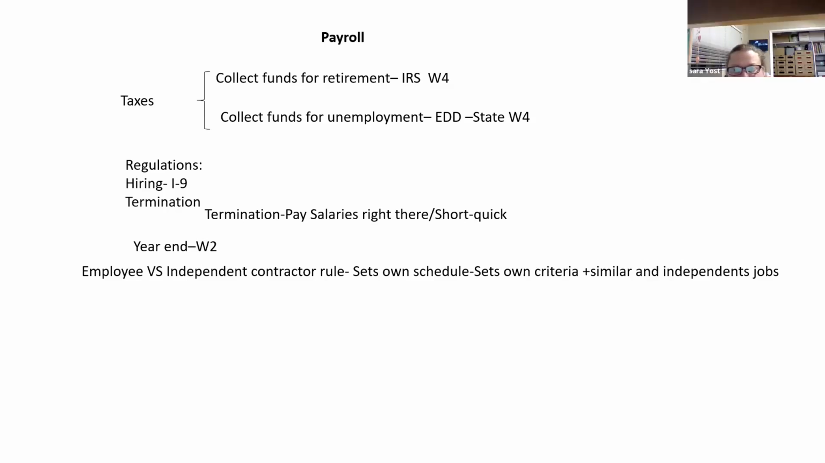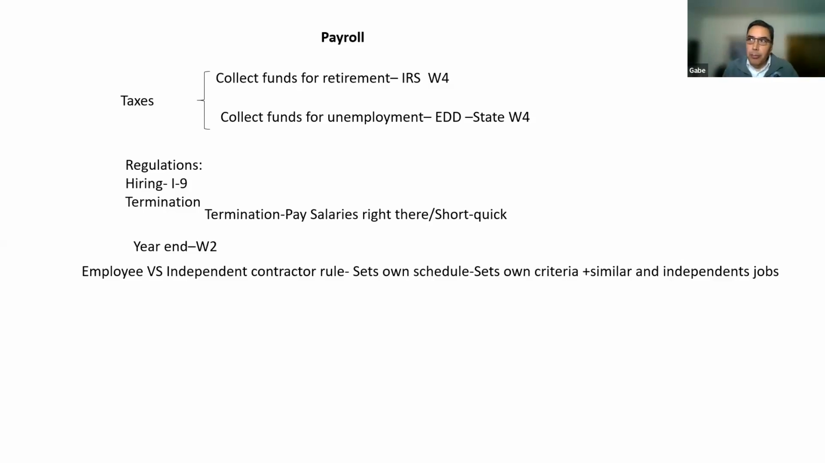And the third one is they also have to do similar but independent jobs. Let's say, for example, a plumber is a plumber. Why? Because he fixes toilets and he fixes showers. So they're similar because they are within plumbing, but they're independent from one another, because the shower and the toilet are different. It's something different. Or they can do residential and commercial, those kinds of things. They're similar but different at the same time.